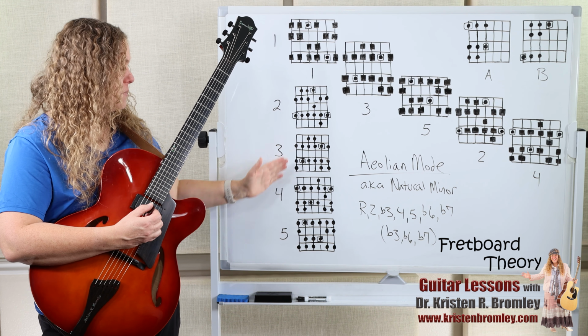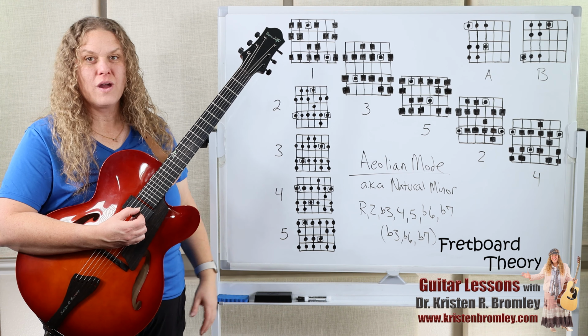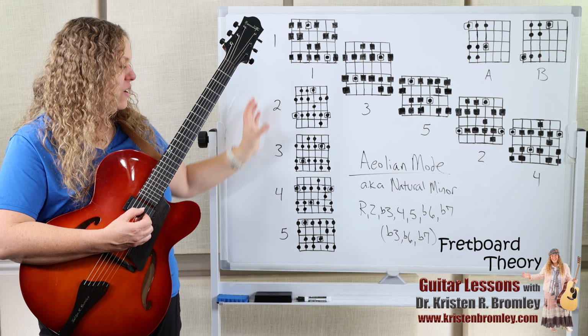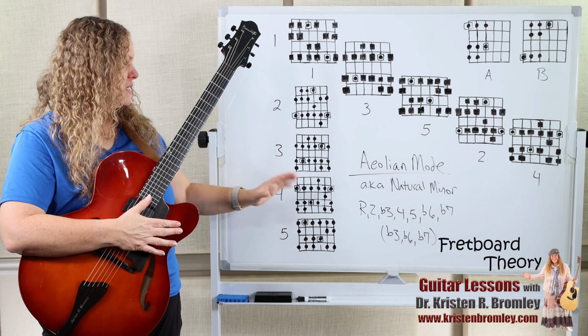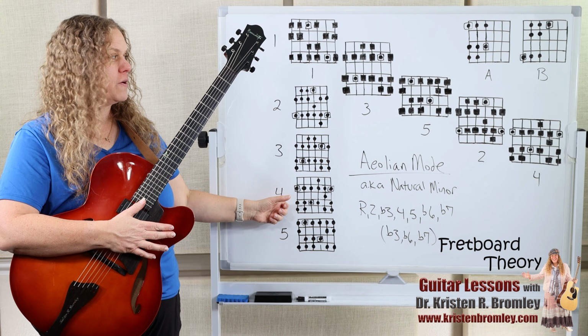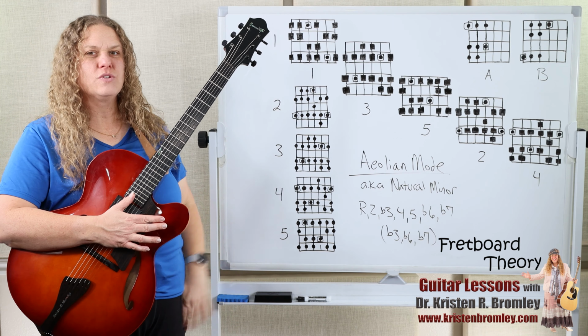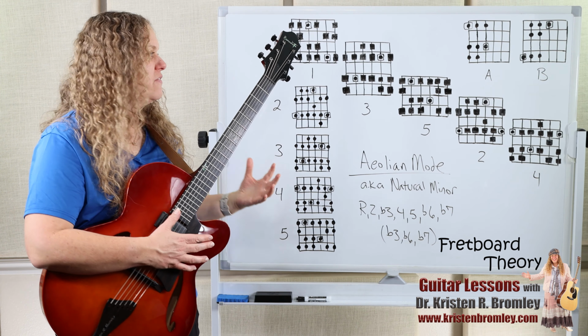Just like that, and then we come around and we're right back to where we started. So this is one way to see them, how they just rotate from one string set to the next, starting with form number 4. But this is how they stack next to each other along the fretboard, which can be really valuable.